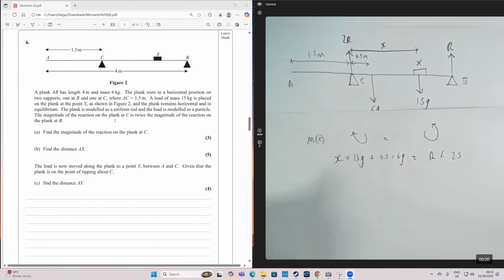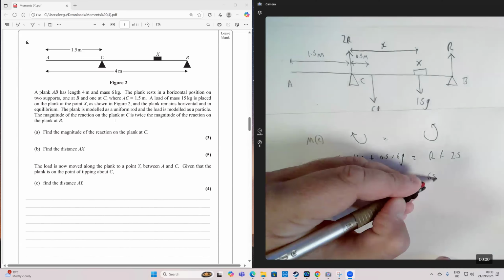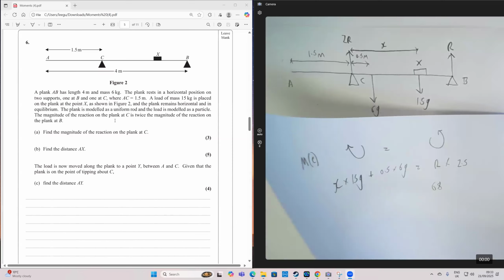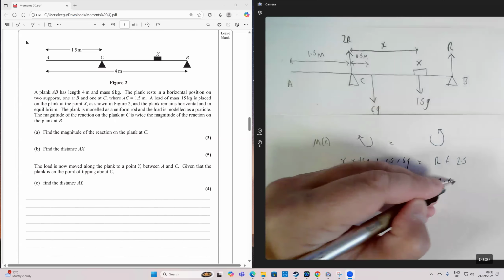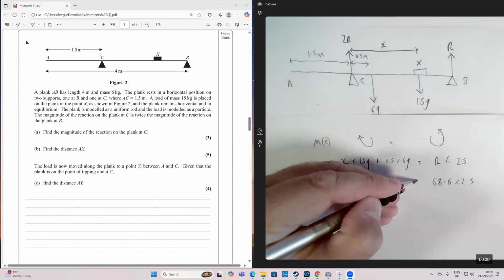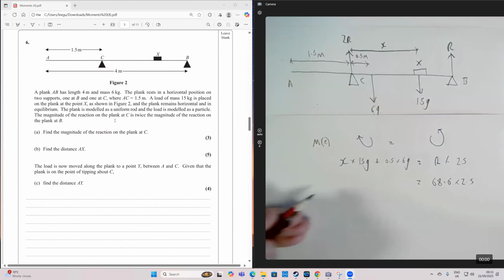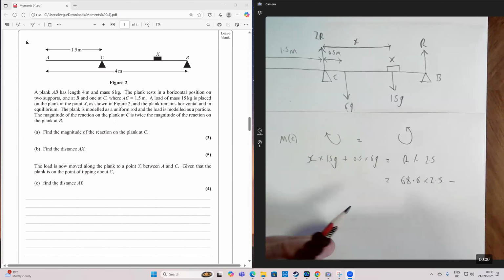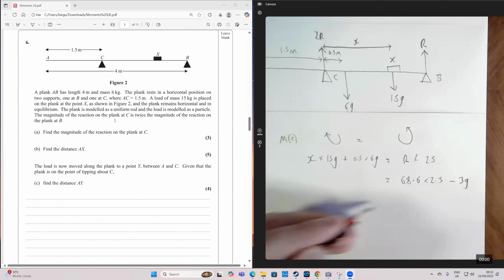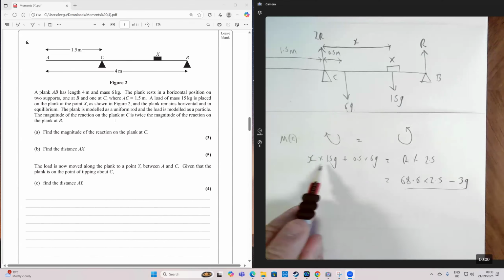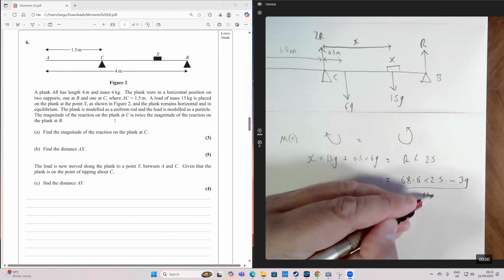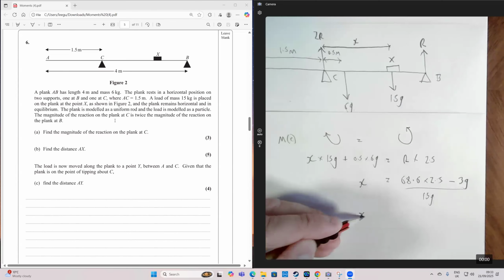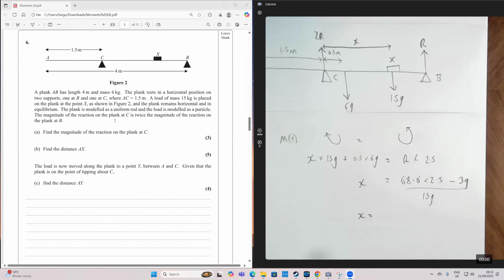We know what R is. We know that R was 68.6. So we've got 68.6, let's just double check that, yes, times by 2.5. And then we can basically subtract from that 0.5 times 6g, which is going to be 3g. And then we divide by 15g. So all we're doing here now is just rearranging this equation to make x the subject. Okay, so without any further ado, let's work that out.